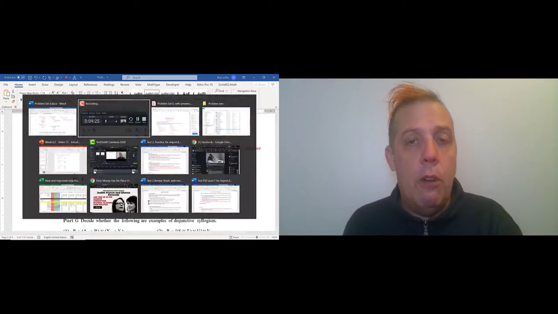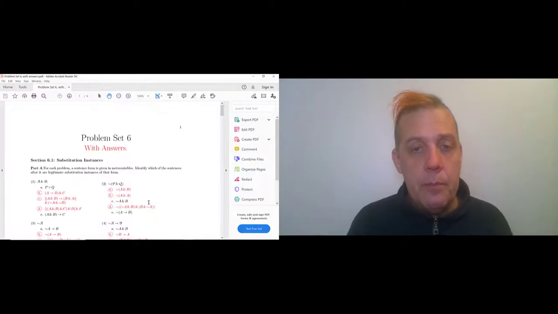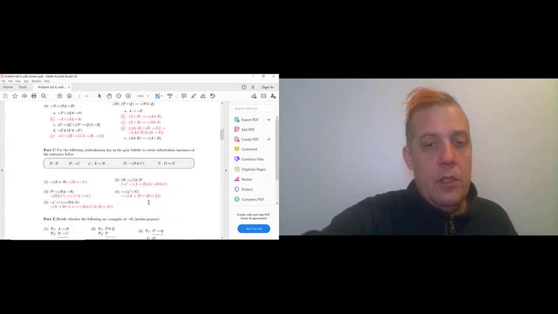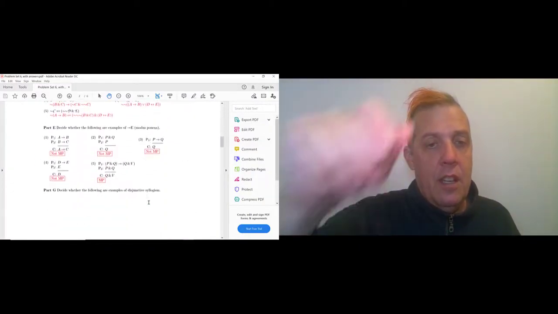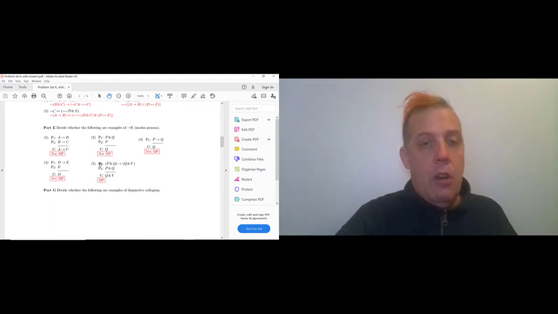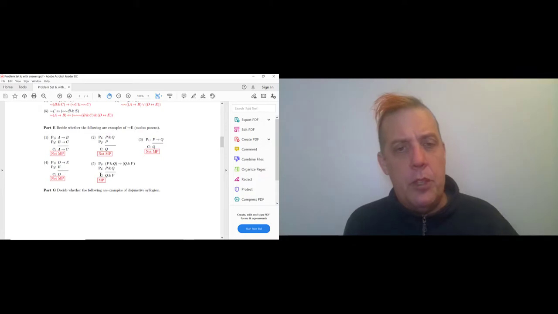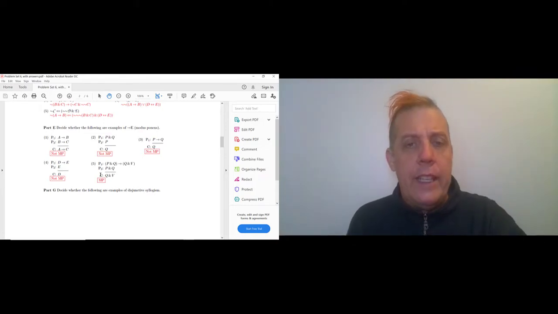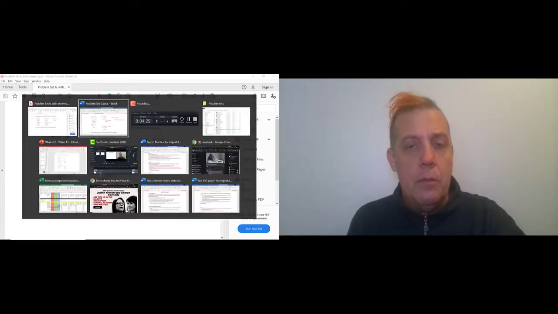So if we go over to our answer sheet, you can see that only the final one is marked as, in this case I marked it modus ponens, but it's arrow E, conditional elimination.